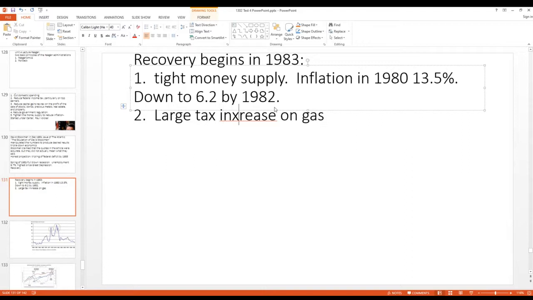There's a large tax increase on gas. In fact, it's one of the largest tax increases.